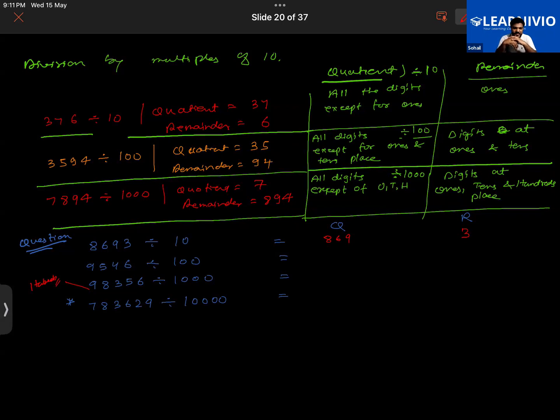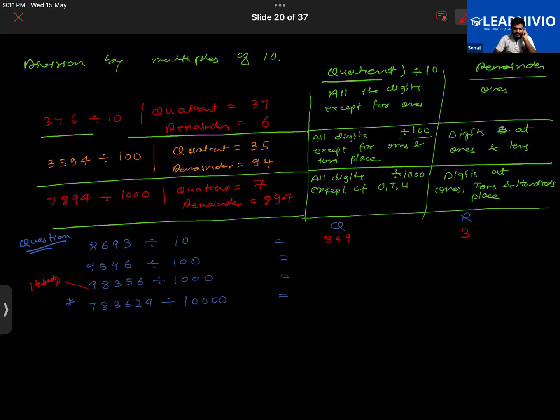The last one is a special question. Ninth, 983 is quotient and 56 is remainder. That isn't correct.